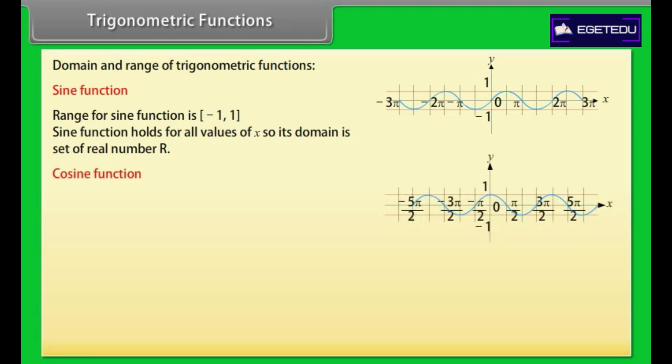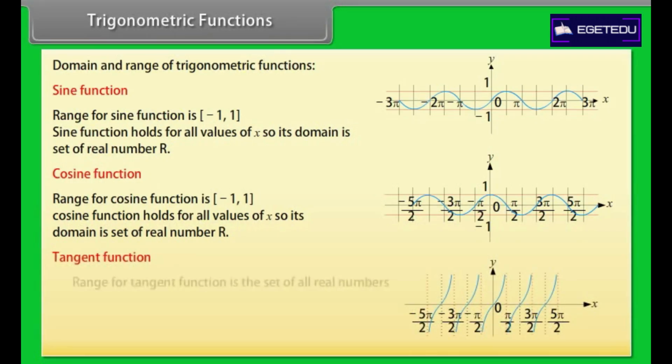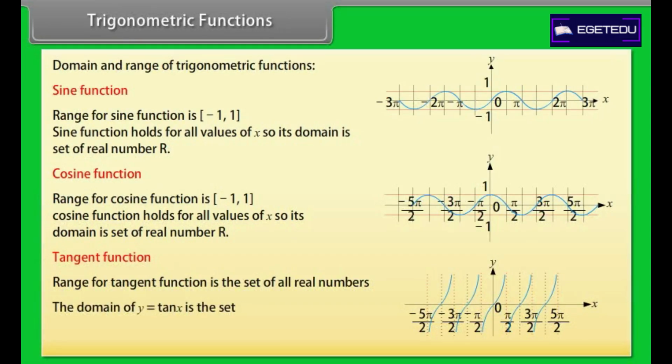Cosine function. Range for the cosine function is -1 to 1. The cosine function holds for all values of x, so its domain is the set of real numbers R. Tangent function. Range for the tangent function is the set of all real numbers. The domain of y equal to tan x is the set of x belonging to real numbers, x not equal to (2n plus 1) pi by 2, where n is any integer.